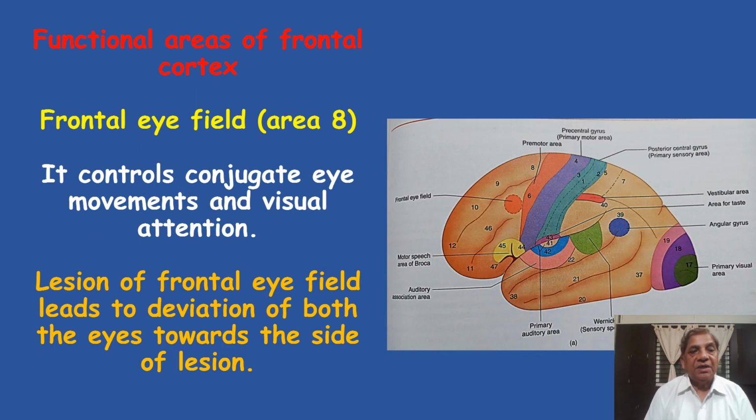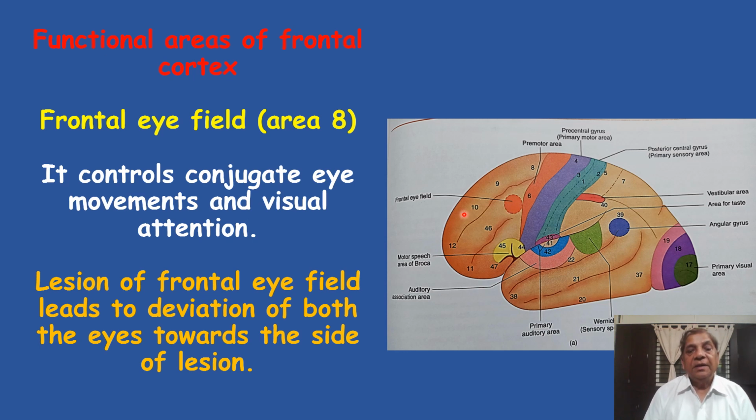area number 6. Now we are on the slide which shows the frontal eye field, which is here just in front of area number 6 in the posterior end of the middle frontal gyrus. It is a part of area number 8. Thus this frontal eye field ultimately controls the conjugate eye movement and also the visual attention along with the movements of the eye. So this is responsible for the conjugate eye movements.